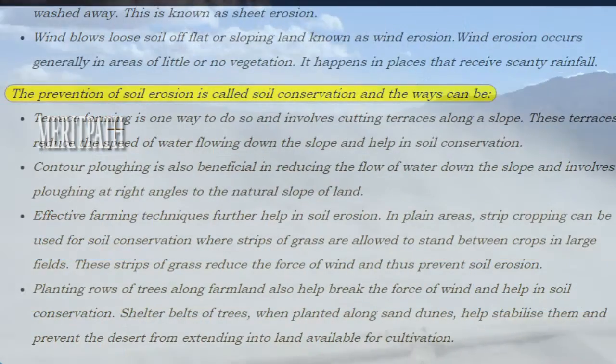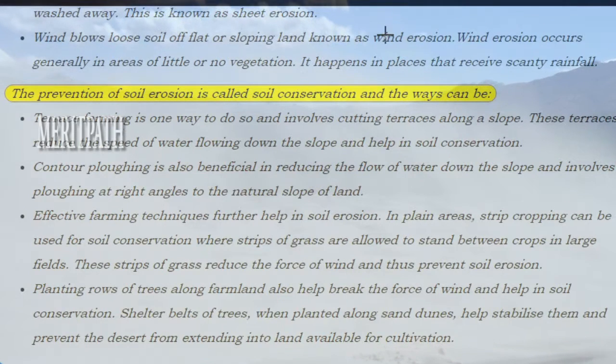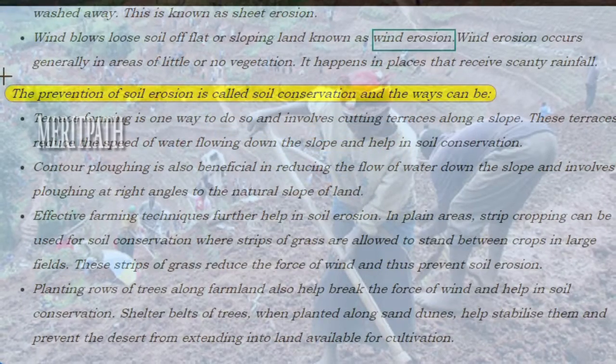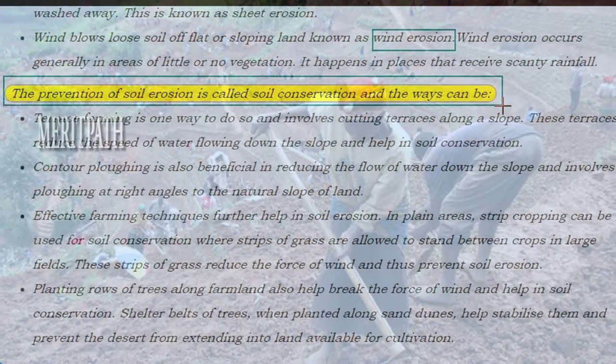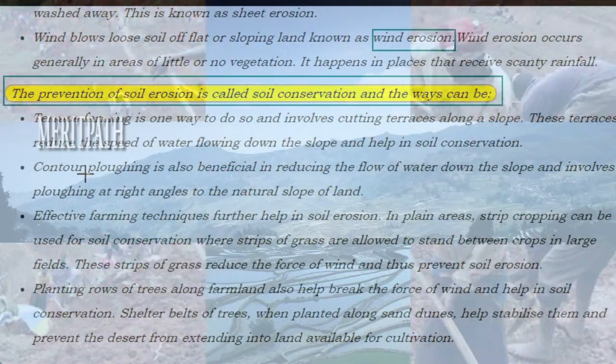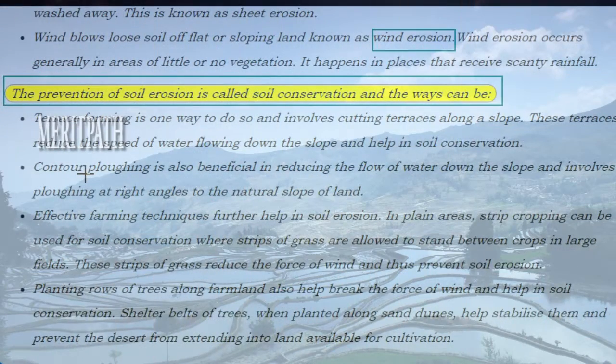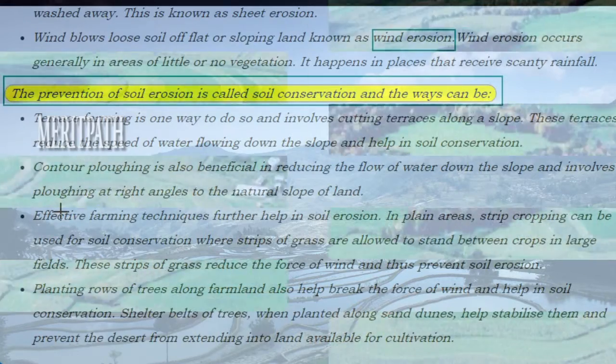Wind blows loose soil off flat or sloping land, known as wind erosion. Wind erosion occurs generally in areas of little or no vegetation. It happens in places that receive scanty rainfall. So the prevention of soil erosion is called soil conservation, and the ways can be: terrace farming is one way to do so and involves cutting terraces along a slope. These terraces reduce the speed of water flowing down the slope and help in soil conservation.